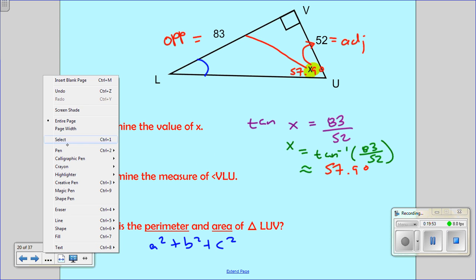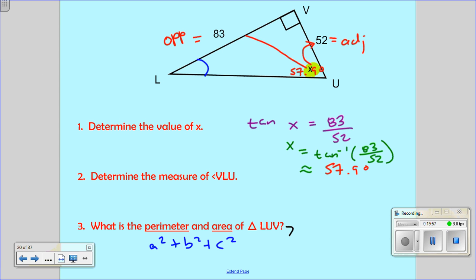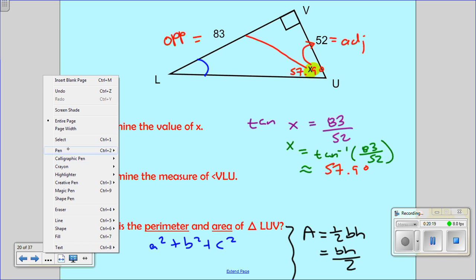Now, the area might be a little tricky because you may not remember the formula for area. So I'll help you with that, even though it should be on your formula chart. The area of a triangle is 1/2 times base times height. Another way to look at it is base times height divided by 2. The base for this triangle is already labeled for us.